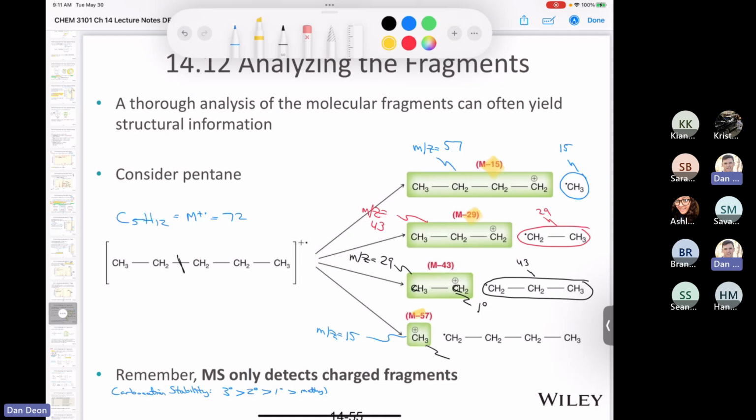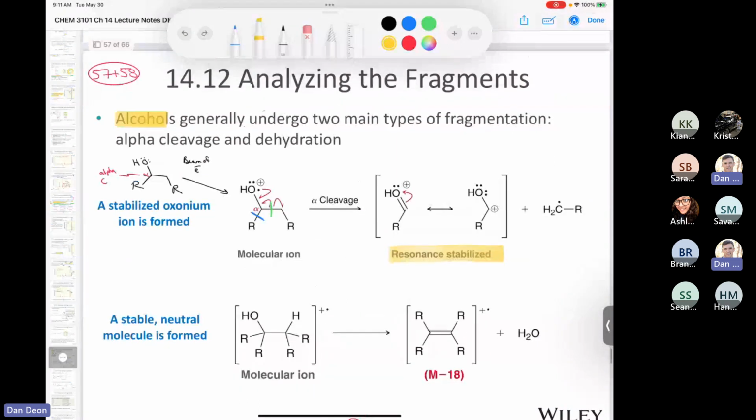When you have an alcohol, it can also lose water. Well, what's the mass of water? Water has a mass equal to 18 grams per mole, or 18 AMU, right? 16 for the one oxygen, and then 2 for the 2 hydrogens. So we get a mass of 18.